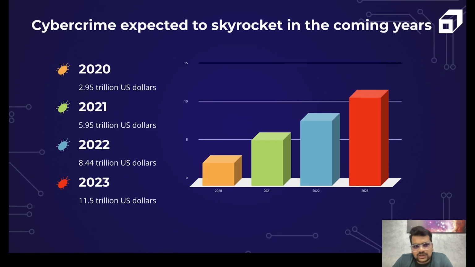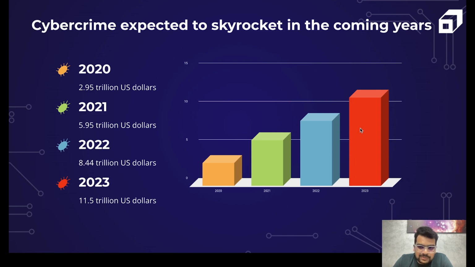Also, before we start off, I'll just show you a small graph through which you can understand how cyber crime and cyber attacks are affecting us. In 2020, the amount affected was around 2.95 trillion US dollars. In 2021, it was 5.95 trillion US dollars. In 2022, it was 8.44 trillion US dollars, and in 2023, it was 11.5 trillion US dollars.